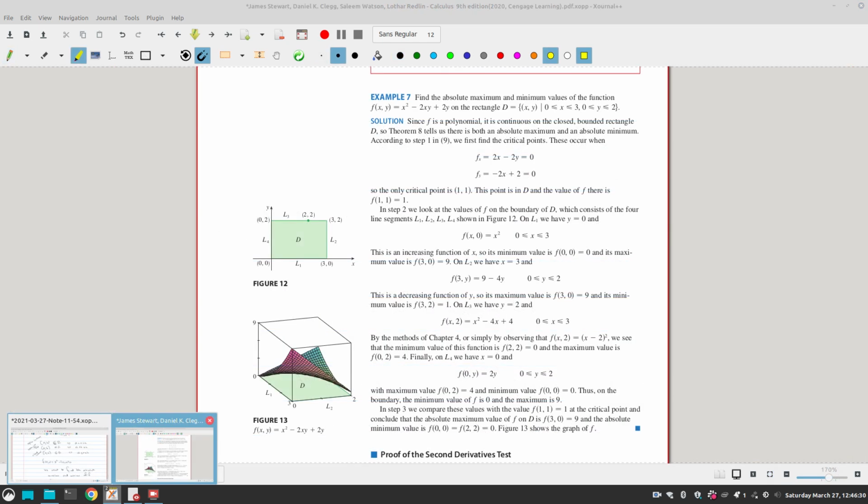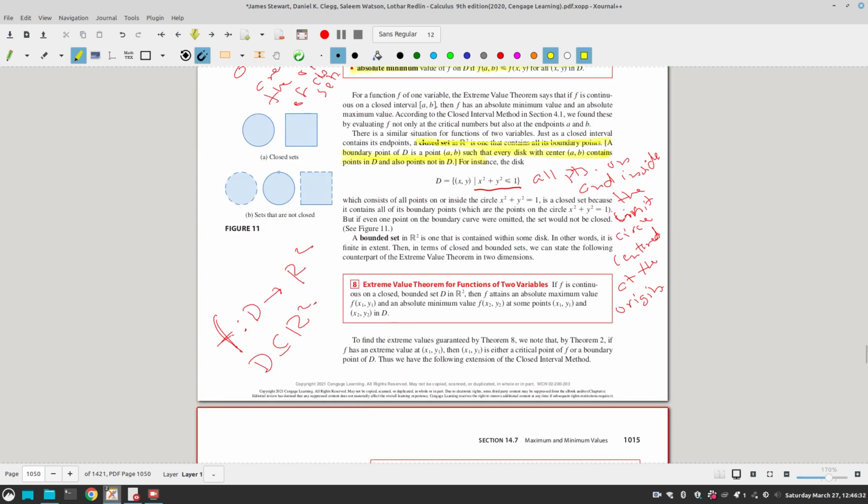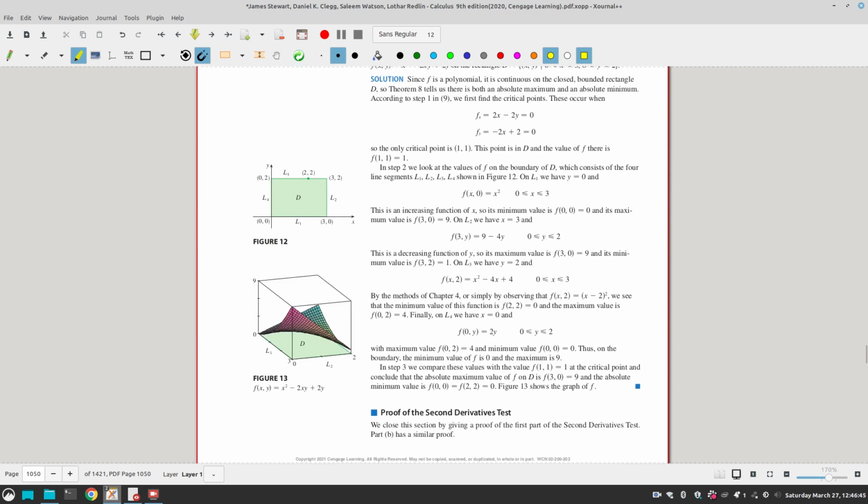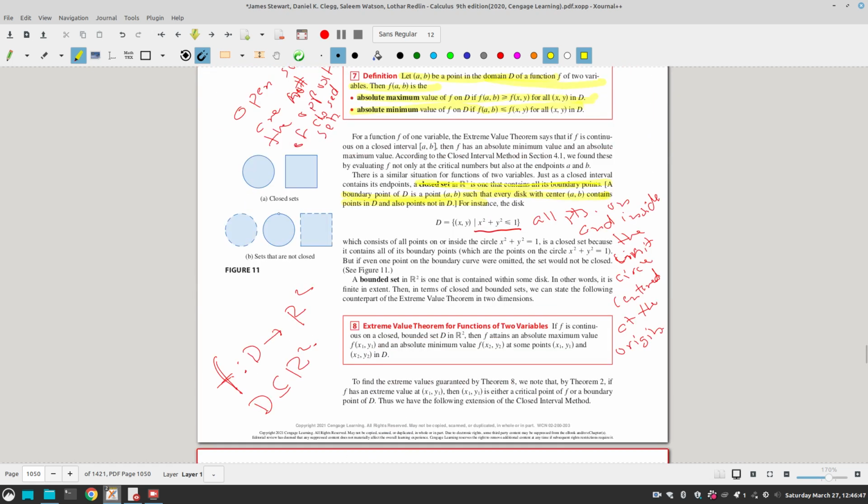So by the extreme value theorem, f is continuous on a closed bounded set D in R2. Our set is this rectangle. It is bounded, and f is continuous. So f must have an absolute maximum and an absolute minimum in D. That has to be the case. This has to exist.